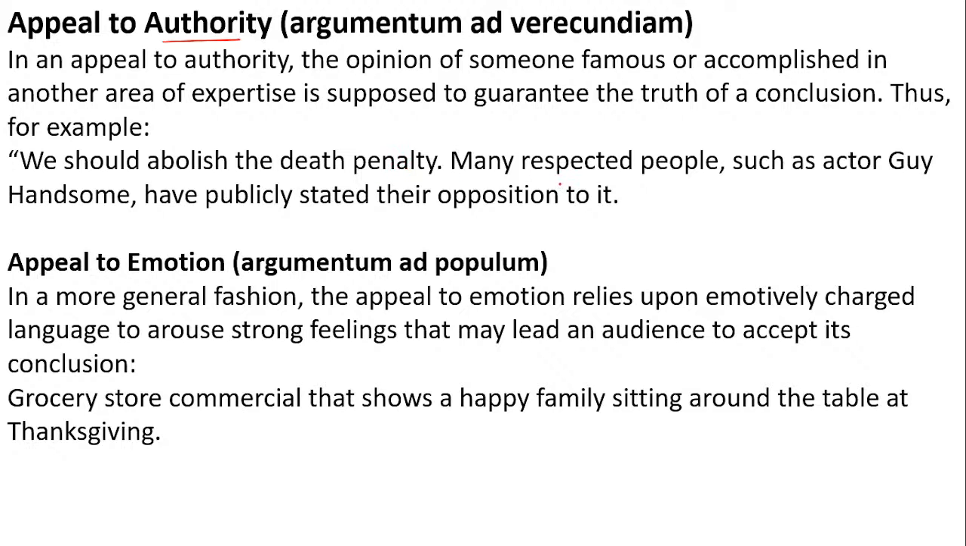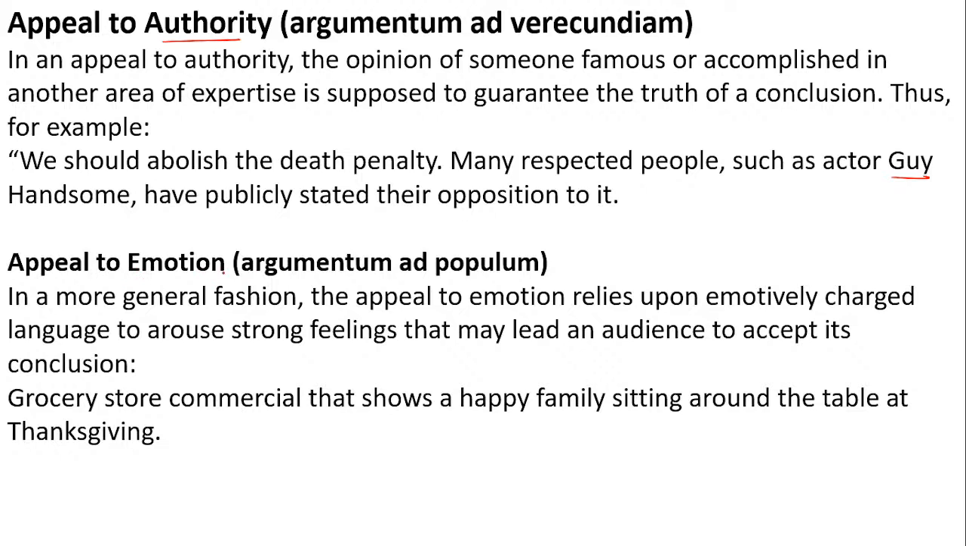Okay? For example, you can pick, I'm just giving a hypothetical example, maybe Amitabh Bachchan, Shah Rukh Khan, or Ranveer Kapoor, if they are saying something upon climate change or something like that. So, many people will take it as a truth, but that is not true, right, students? Why? Because maybe whatever statement those persons have given, it is not right. Okay, so if you say we should abolish the death penalty, many respected people, such as Gay Handsome, have publicly stated their opposition to it. So that is appeal to authority or argumentum ad verecundiam. So this is appeal to authority.